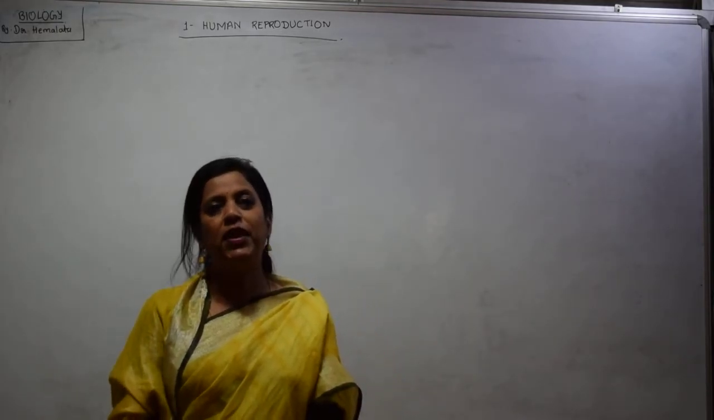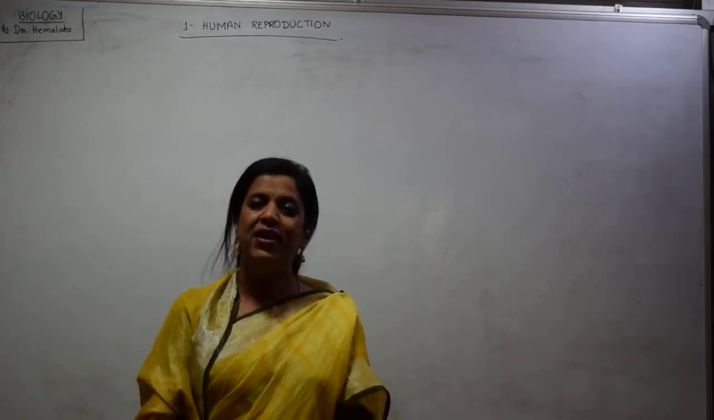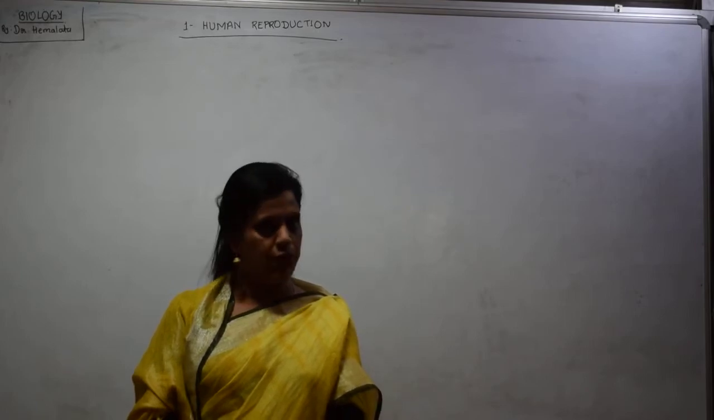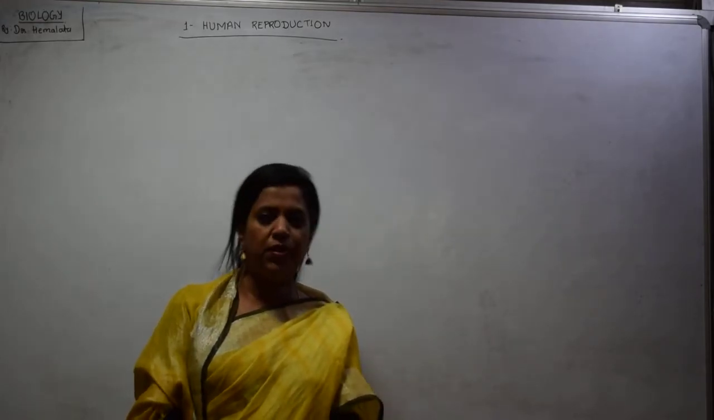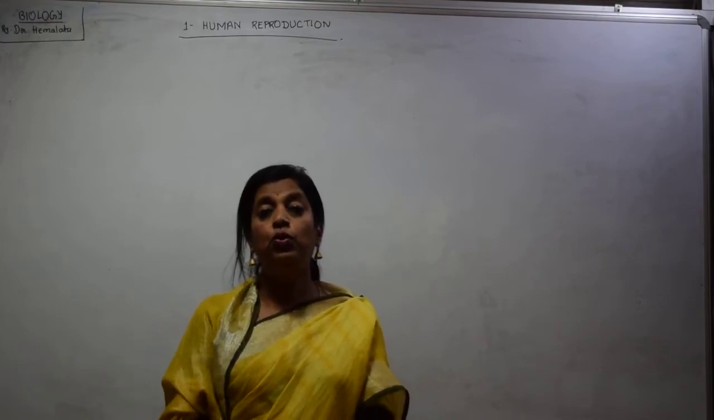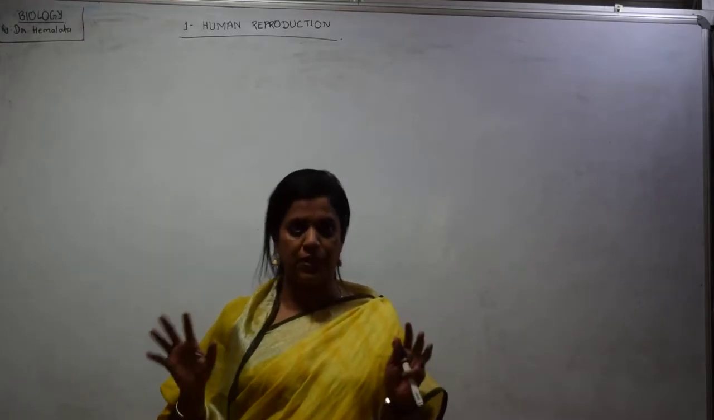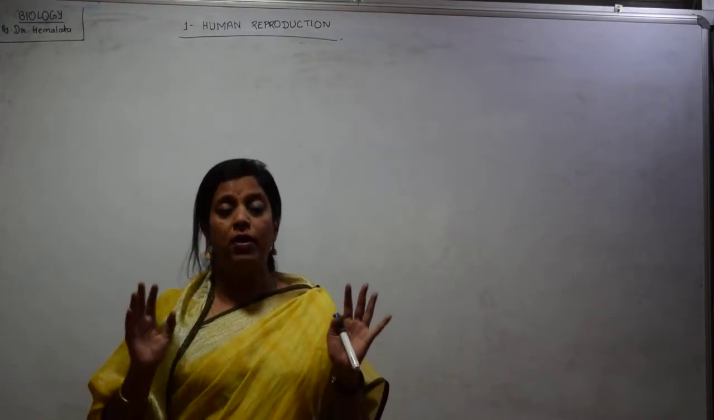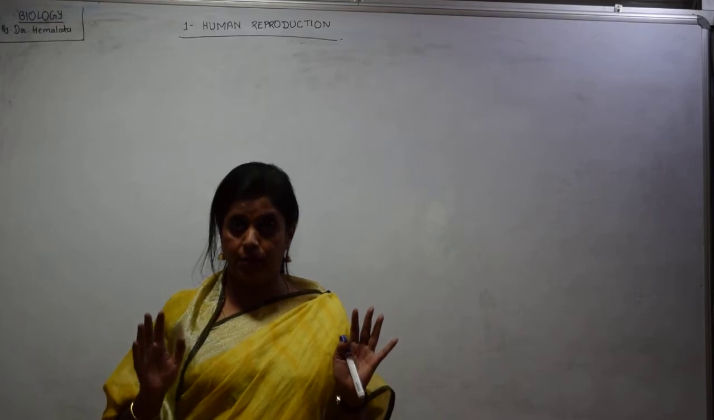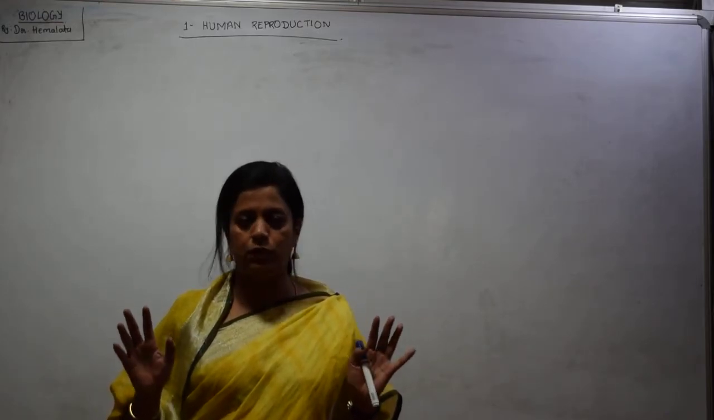Now let us begin with the reproductive system in men and women. First I will draw the male reproductive system, then we will talk about the female reproductive system. I want to draw it because you need to draw it on the board, because there will be a 5-mark compulsory question: draw and label the parts of the male reproductive system in humans or the female reproductive system in humans.